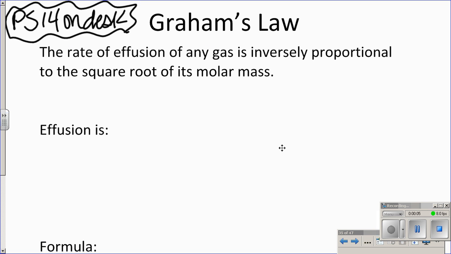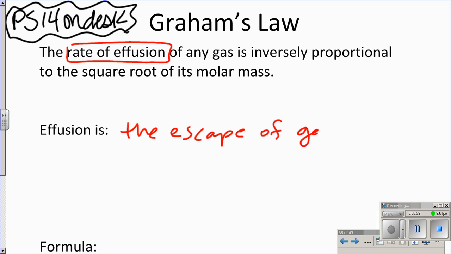Okay, so your definition is the rate of diffusion. I know there's more, but effusion was a special type of diffusion, right? What did it require? A small hole. Okay, good. So effusion is the escape of gas through a small hole. Example.